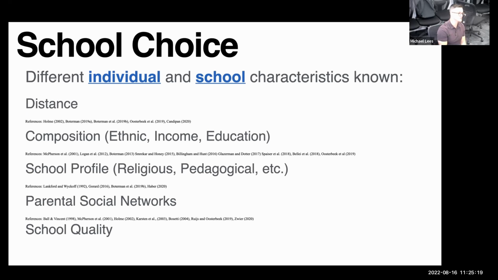So distance to the school obviously matters. You don't want to travel too far. The composition, in terms of everything that we just talked about, there are certain school profiles, and things like parental social networks also play a role. So word of mouth. If your friend is going to a particular school and you ask them, okay, is this school good? Then that can affect things. And then things like school quality, if that's reported by the government.